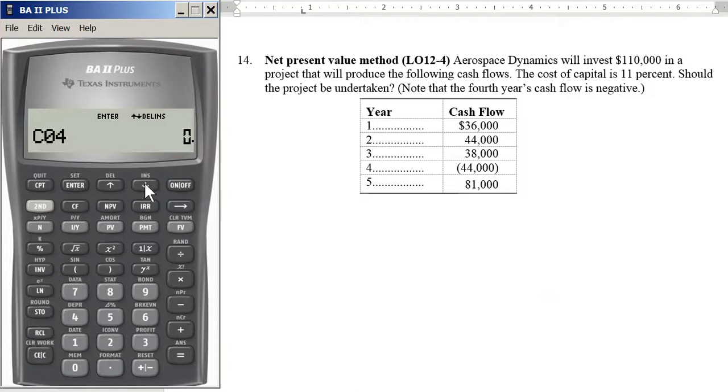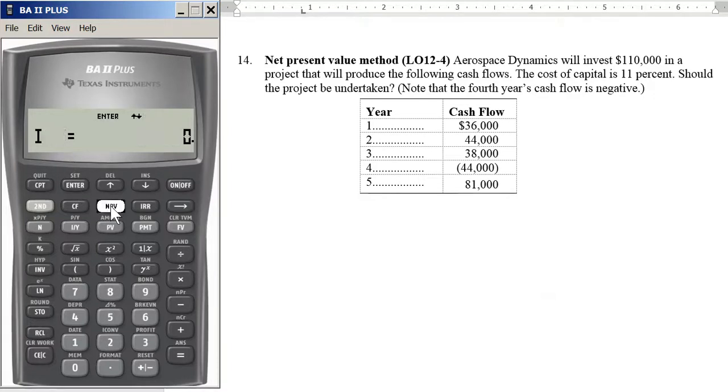So we'll go down to cash flow 4, and this one's negative, so we have to be careful here. 44, negative. It's an outflow, so we want to make sure we change that sign to get a negative number there, and then click enter. That only happens once, thank goodness, and we'll go to cash flow 5. 81, enter. Now we have all of our numbers in.